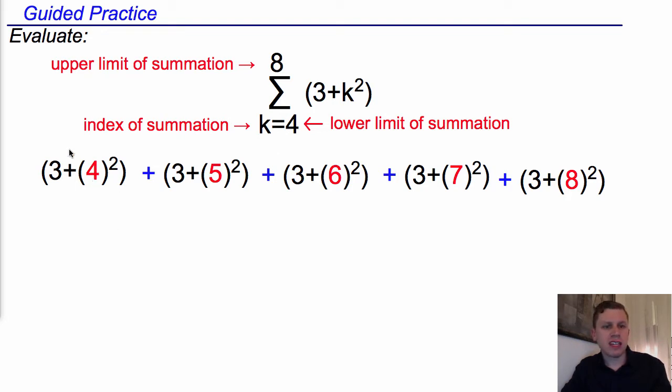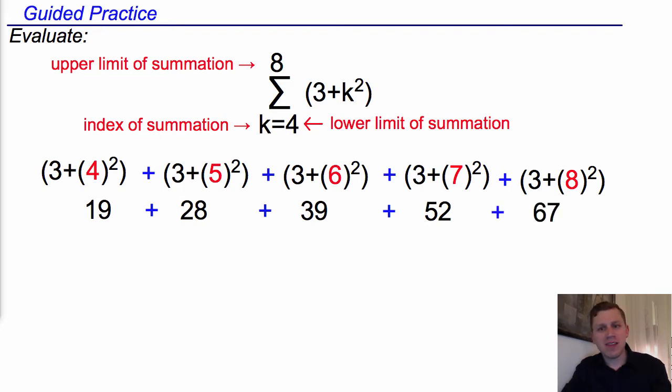4 squared is 16, 16 plus 3, 19. 5 squared, 25, 25 plus 3, 28. 6 squared, 36, 36 plus 3 is 39. 7 squared, 49, 49 plus 3 is 52. 8 squared, 64, 64 plus 3 is 67. If I add all of these together, I've evaluated this series, and the answer is 205. So this whole expression here equals 205.